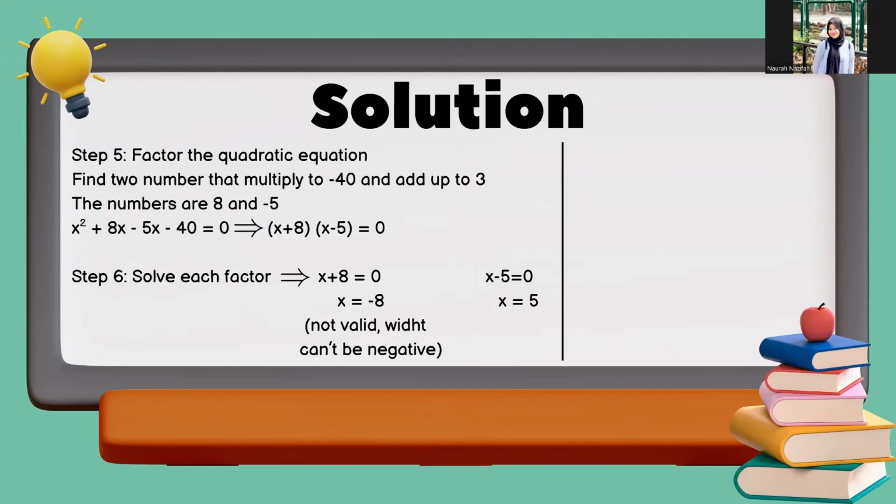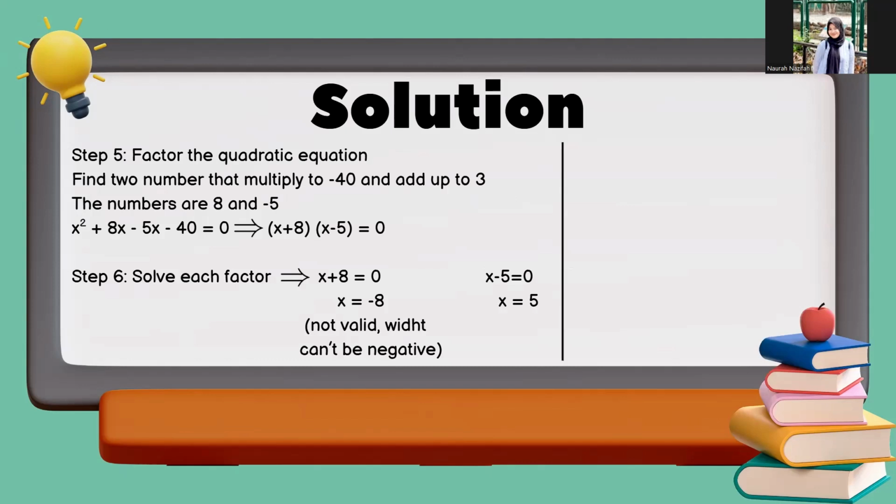Step 5: factor the quadratic equation. Find two numbers that multiply to negative 40 and add up to 3. The numbers are 8 and negative 5. Then x squared plus 8x minus 5x minus 40 equals 0. Then (x plus 8) times (x minus 5) equals 0.